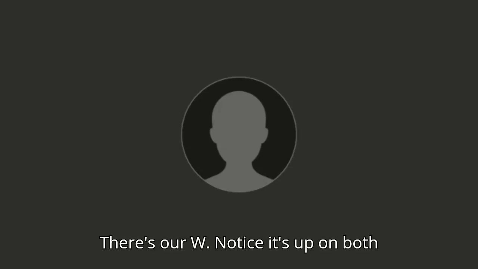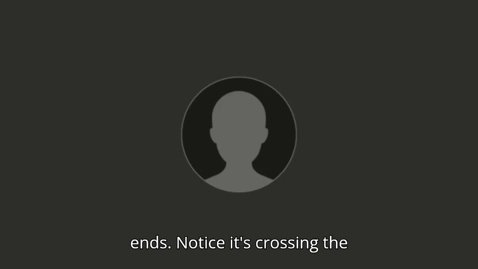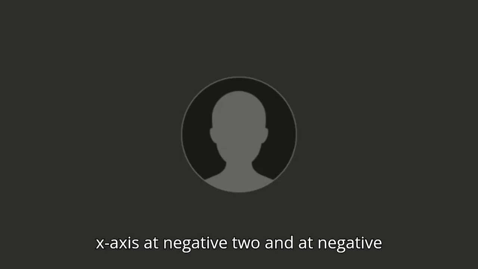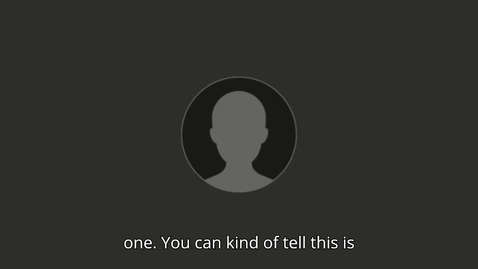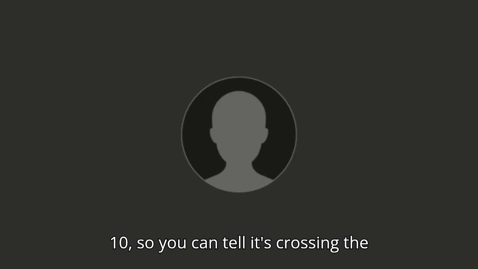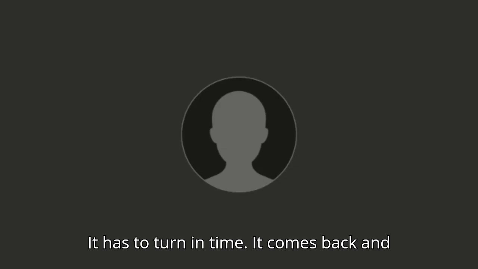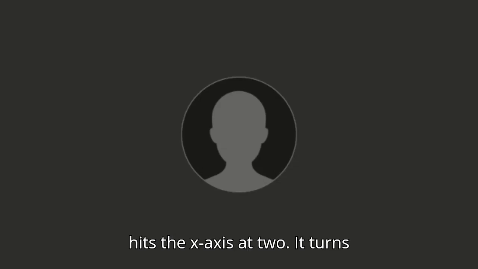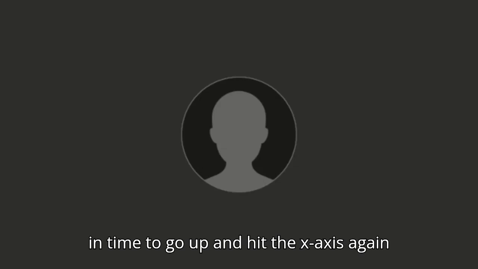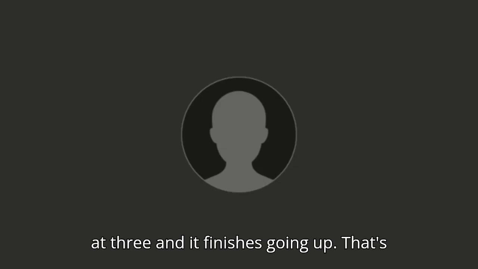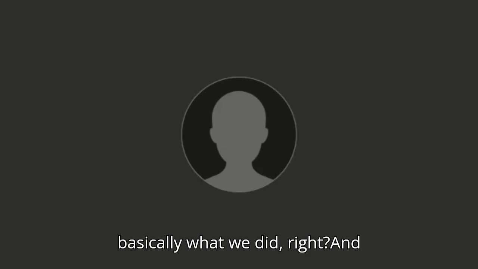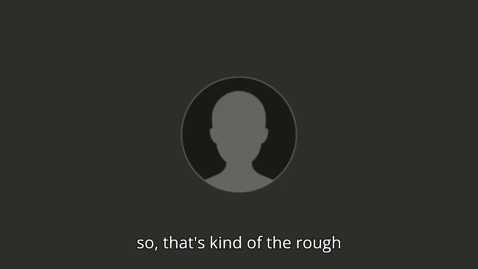There's our W. Notice it's up on both ends. Notice it's crossing the x-axis at -2 and at -1. You can kind of tell this is 10, so you can tell it's crossing the y-axis at 12. It has to turn in time. It comes back and hits the x-axis at 2. It turns in time to go up and hit the x-axis again at 3, and it finishes going up. That's basically what we did, right? And so that's kind of the rough idea of how we do this thing.